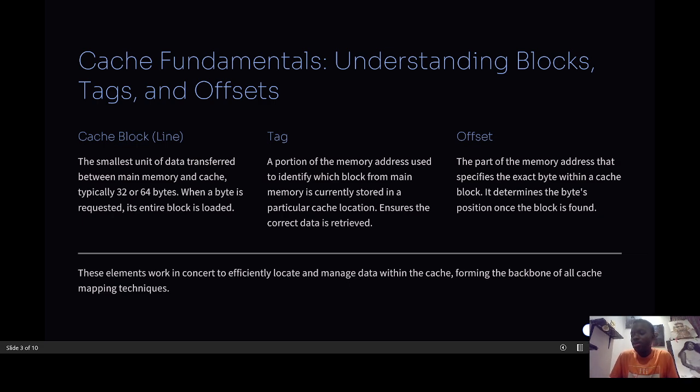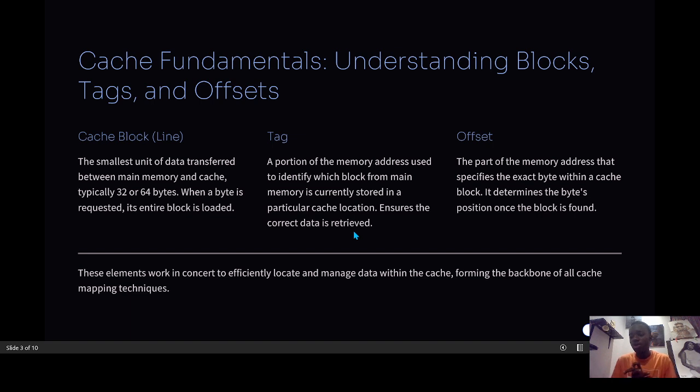When the CPU requests a byte, the entire block that contains that byte is loaded into the cache. Okay, so let's move on to the tag. A portion of the memory address used to identify which block from main memory is currently stored in a particular cache location, ensuring the correct data is retrieved.